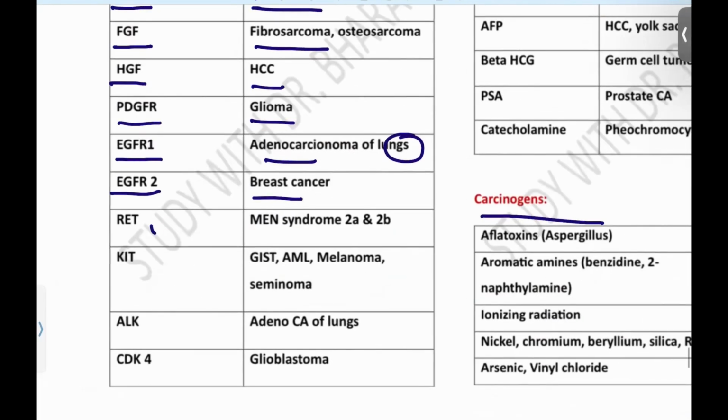RET gene for the MEN syndromes and KIT gene for GIST, like your gastrointestinal, and AML, melanoma, and seminoma. ALK for adenocarcinoma of the lungs, and CDK4 for glioblastoma.